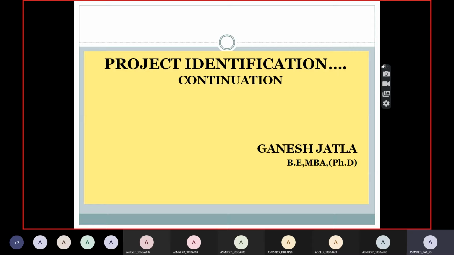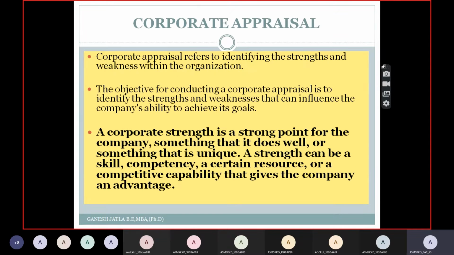So what is project identification? Yesterday we have seen that choosing the right idea which is best fit for our organization. That is generally the project identification. So we will continue our discussion with corporate appraisal. So corporate appraisal refers to identifying the strengths and weaknesses within the organization.